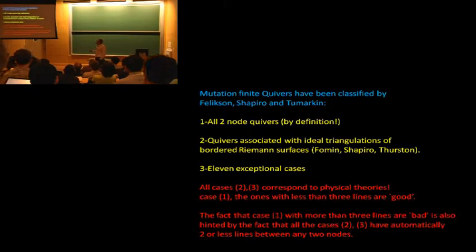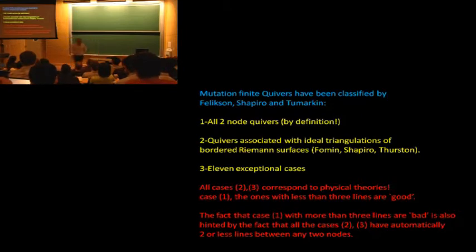Now, motivated by mutation finiteness criteria, we can ask, can we classify them? And luckily for us, this has been done by our mathematician friends, Felikson, Shapiro, and Tumarkin. There are three types they find. If it's two nodes, there's no restriction. You can have arbitrary two nodes with an arbitrary number of links between them. You can have quivers associated with ideal triangulations of bordered Riemann surfaces. These are the kind of quivers which were studied by Fomin, Shapiro, and Thurston. And then in addition, there are 11 exceptional cases.